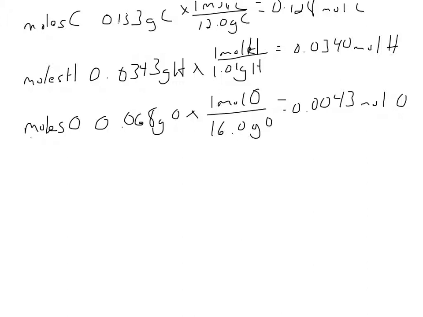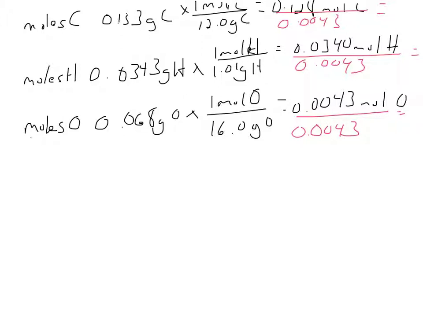Now we're looking for the empirical formula, so we can just divide by the smallest number, which is going to be the oxygen. Each of these we divide by 0.0043, and then we can solve for each one. For oxygen we get 1, for hydrogen we basically get 8, and for carbon we get 3. So our final answer is C3H8.